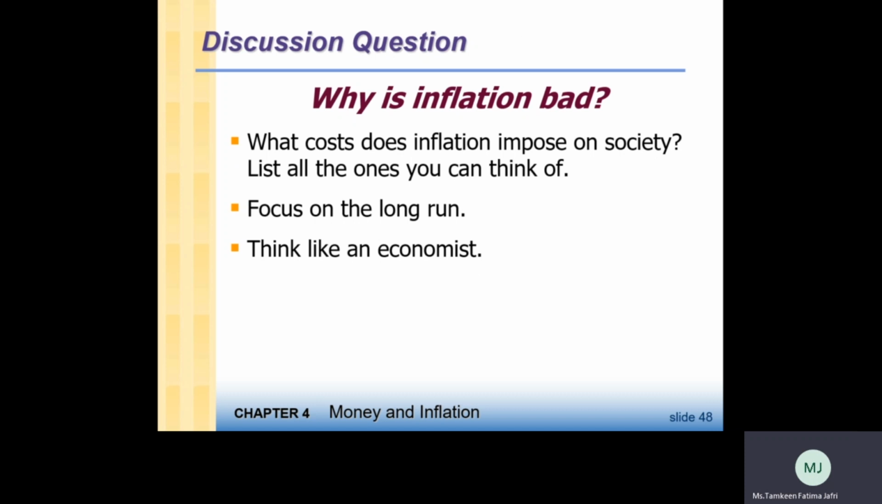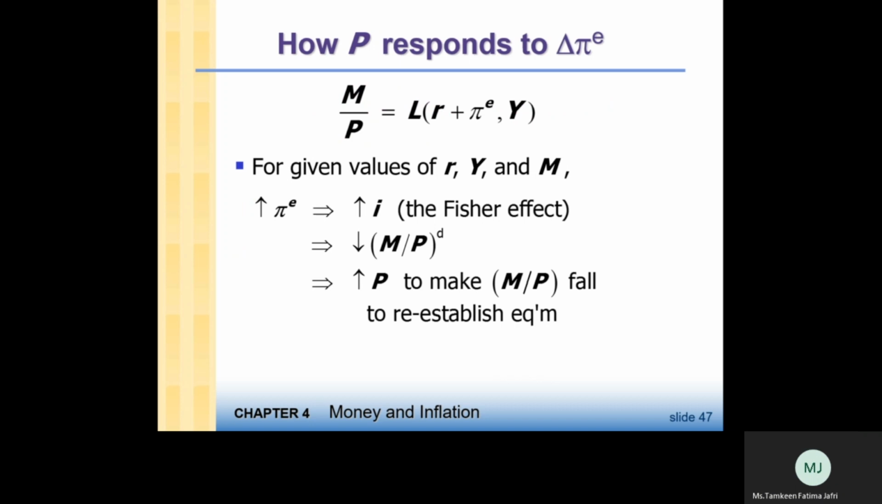So why is inflation bad? Well, before doing this, let's go back to this slide again. See, I have established two things here. I explained two scenarios. If we assume that the left hand side remains the same, that is R remains the same, expected inflation remains the same, Y remains the same, and the central bank increases the money supply, then price will have to increase by an equal amount. Similarly, if the central bank thinks of decreasing the money supply, price will have to decrease by an equal amount.